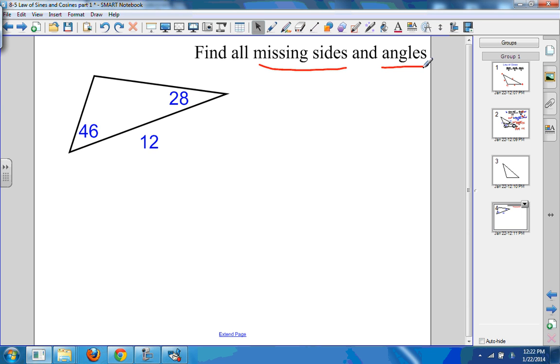We can tell that this is not a right triangle, so we can't use the Pythagorean theorem, we can't use our regular trigonometry, but we can use our law of sines on this.